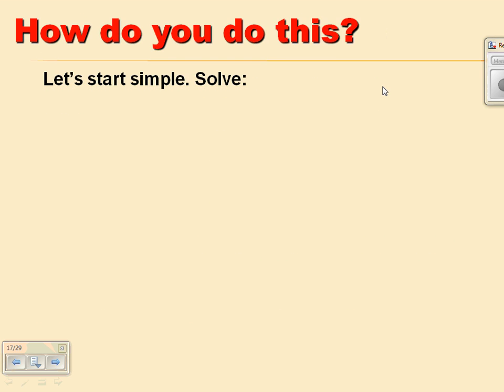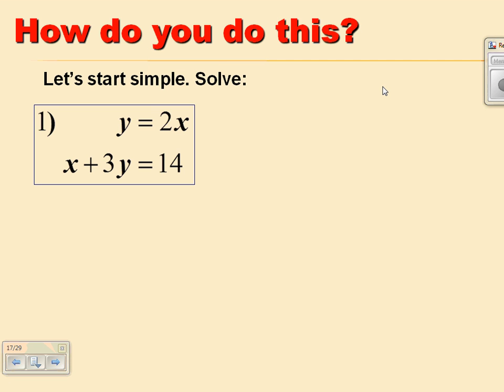Today, we're going to be learning the substitution method. The substitution method basically is when we substitute one equation into the other equation. So if you look at number 1, y equals 2x. The second equation is x plus 3y equals 14.